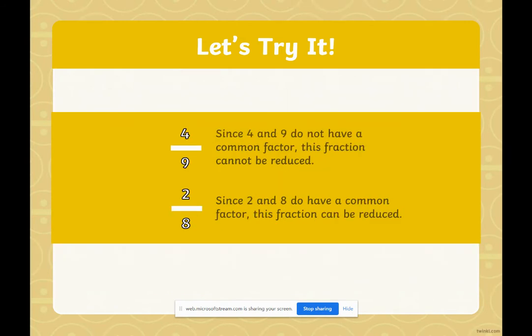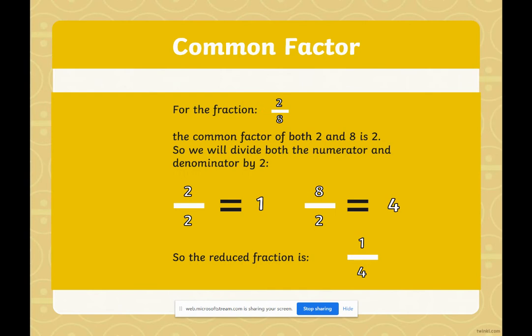And this summarizes what we had just said here. Since 4 and 9 don't have that common factor, the only common factor is 1, and that doesn't count. It doesn't get you anywhere, because if you divide by 1, you still get 4. So you end up with 4/9 anyway. It's stating here that 2/8, they do have a common factor, and this fraction can be reduced. We've done that already. Okay, and this is nice. It kind of really outlines what we did.